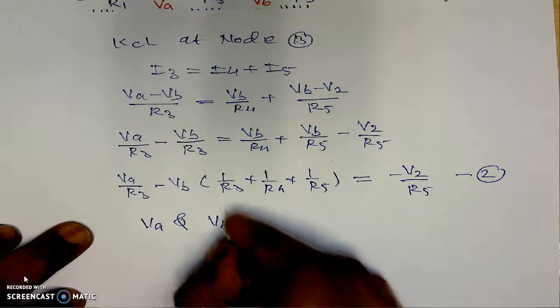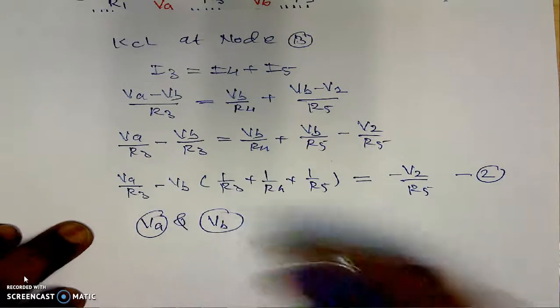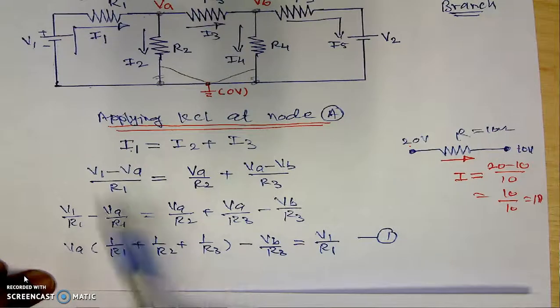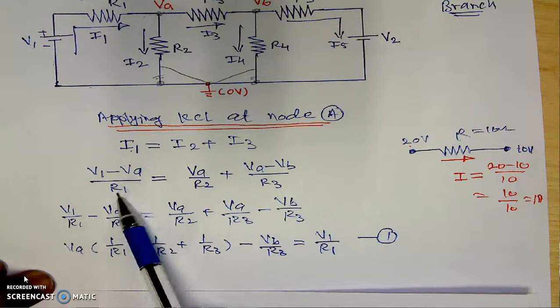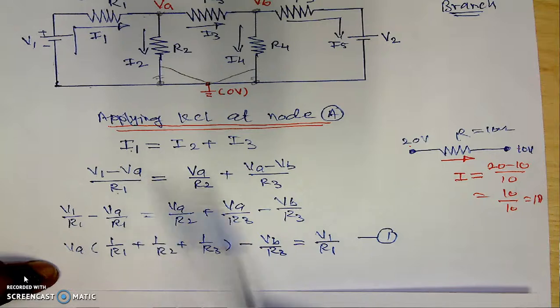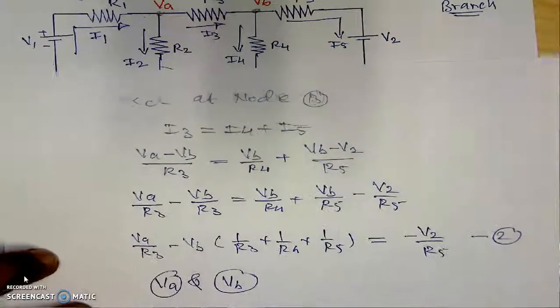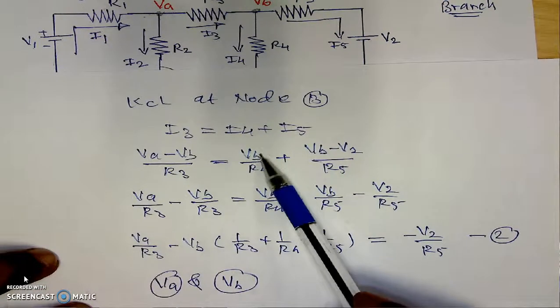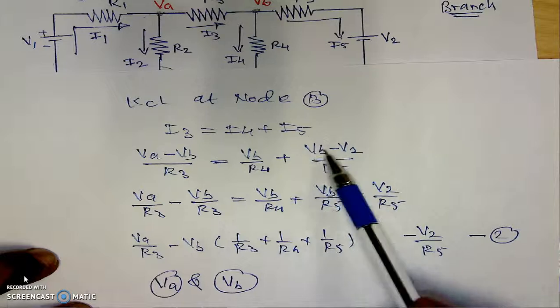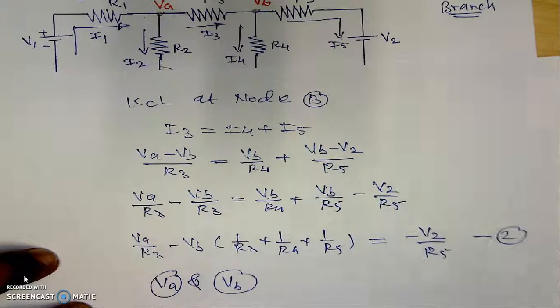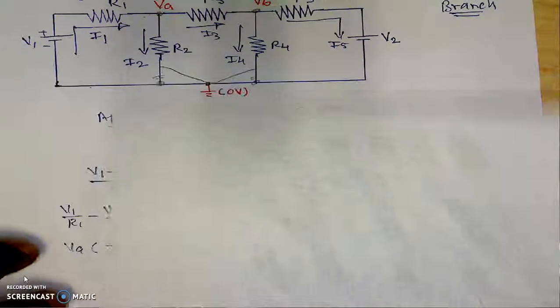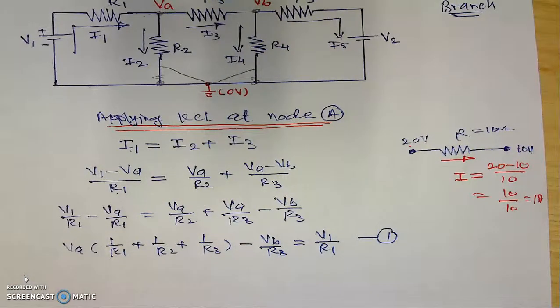And if we know VA and VB, we can calculate current in any branch. Just like I1 will be V1 minus VA upon R1, we can calculate if VA is known. I2 we can calculate if VA is known. We can calculate I3 if VB is known. Similarly, we can calculate I4 if VB is known. We can calculate I5 if VB is known. Means in this way, we can calculate current in any branch. This is the concept of node analysis.